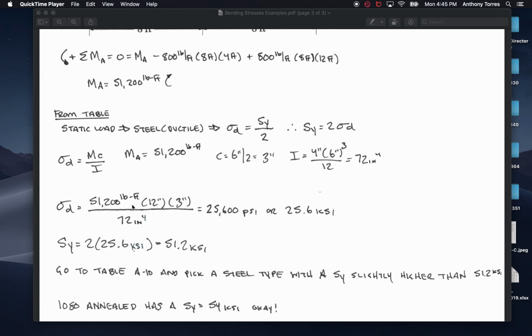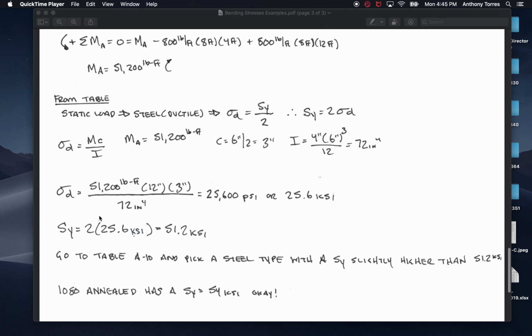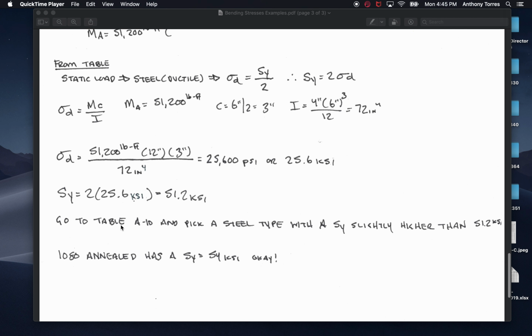51,200 pound feet. Okay, we're in feet, so I need to convert that to inches. So be careful, because everything else is in inches. So multiply that by 12 inches per foot times C divided by I equals 25,600 psi, or 25.6 ksi. Okay, I converted that to ksi. We know that Sy needs to be twice that, which is 51.2 ksi. So now go to table A10 and pick a steel type with an Sy that is slightly higher than 51.2 ksi.